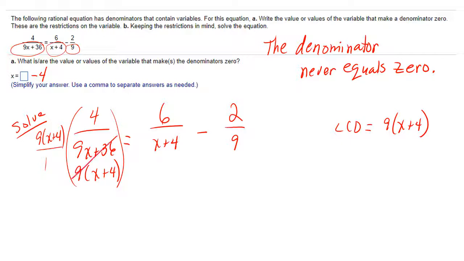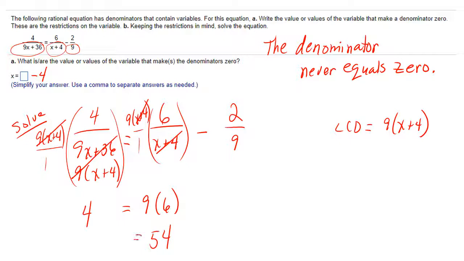So all of the first denominator in the original problem would cross cancel with my common denominator, leaving simply 4. Isn't that wonderful? Then the second fraction has the least common denominator multiplied and canceled by it. The x plus 4 would cancel out, leaving 9 times 6, which is 54. Then the last term will be multiplied by 9 and x plus 4. Only the 9 cancels out, leaving the negative 2 times parentheses x plus 4.